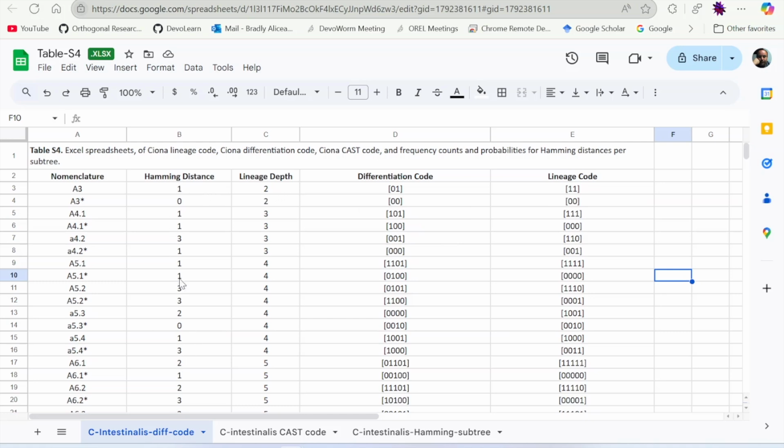And then we of course have the Hamming distance. So the Hamming distance is the distance from, it's sort of the distance from the origin. So we have a number of Hamming distances calculated here. We also have the lineage depth, which basically is the same as the length of the binary code, which is not surprising since I already told you that every time there's a division event, we add in another bit to the string, and it's longer and you get more possibilities.